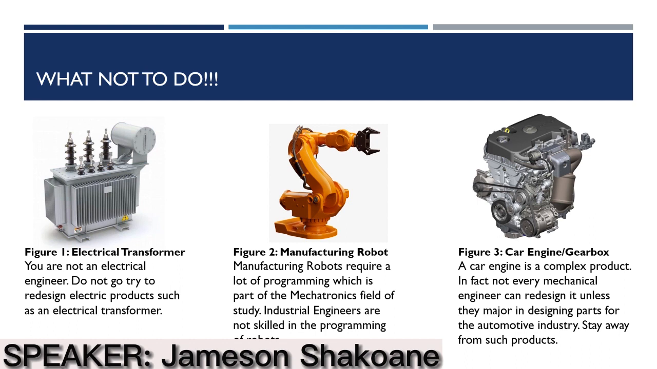Also, when you look at figure 2, we have a manufacturing robot. Manufacturing robots require a lot of programming skills, and people who normally deal with such are the mechatronics guys, and we are not there. So an average industrial engineer is not really skilled in programming of robots, but rather in how to apply them. So it will be advisable to stay away from robotic products and things like that, so that you can make your life a lot easier.